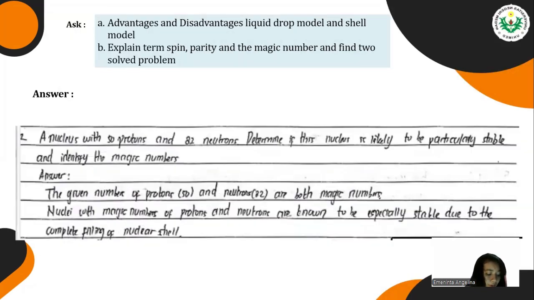For example problem number 2, a nucleus with 50 protons and 82 neutrons. Determine if this nucleus is likely to be particularly stable and identify the magic numbers. The given number of protons, 50, and of neutrons, 82, are both magic numbers. Nuclei with magic numbers of protons and neutrons are known to be especially stable due to complete filling of nuclear shells. So, the nucleus is stable.